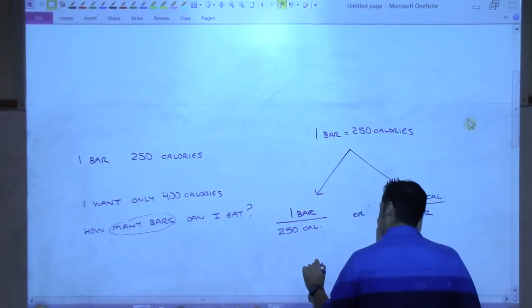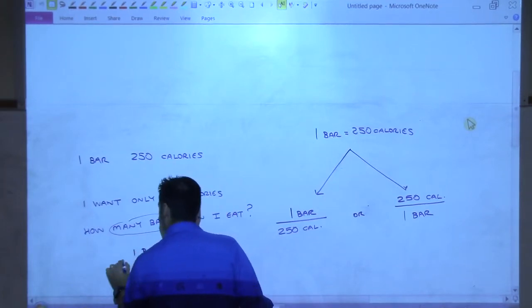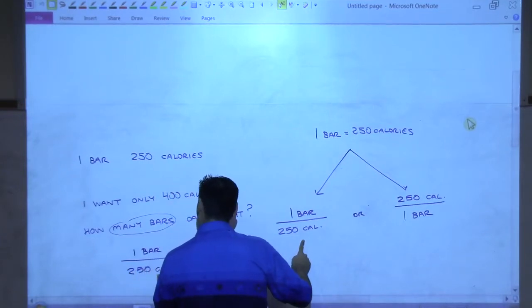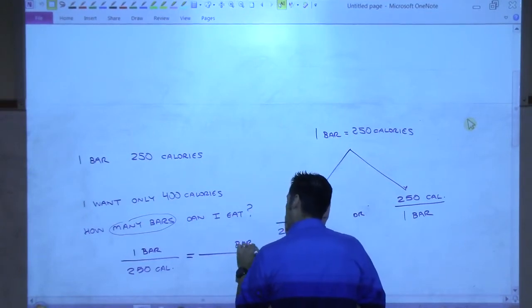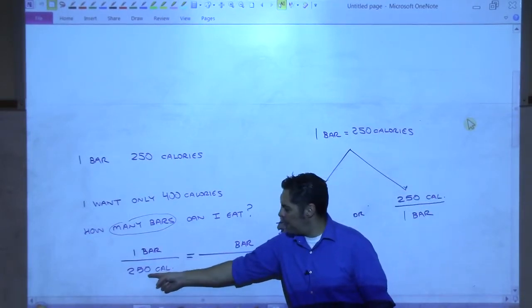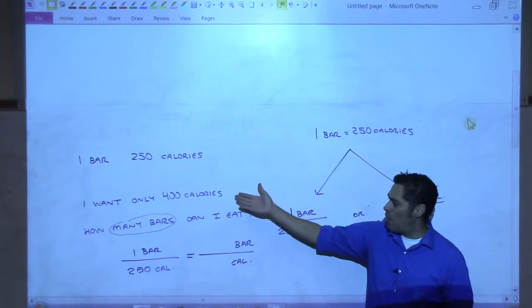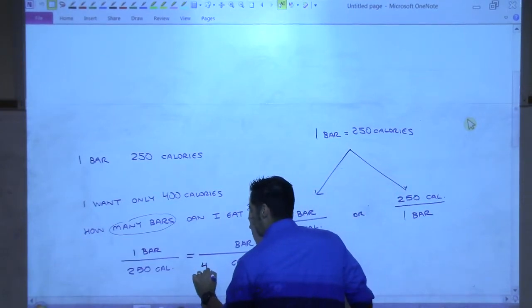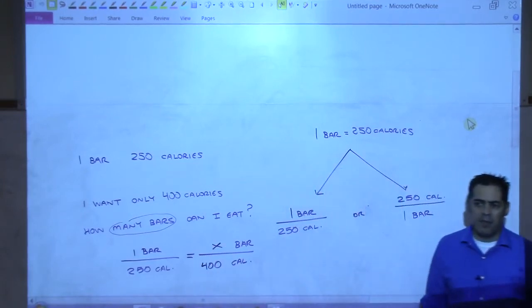And what I'm going to do is this. I'm going to take 1 bar over 250 calories, and I'm going to set it equal to another equation, like this. 1 bar over 250 calories is equal to bar over calorie. Now, I'm given what in this problem? I only want to consume 400. So I'm going to fill this with 400, because that's what I'm trying to consume, and I'm going to put X up there for the number of bars.